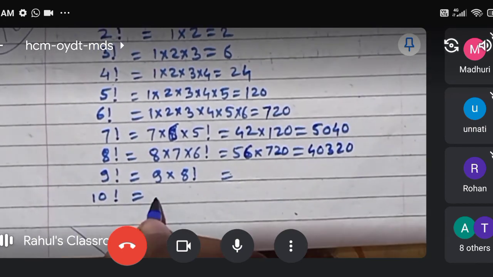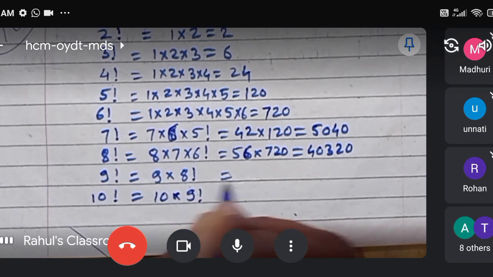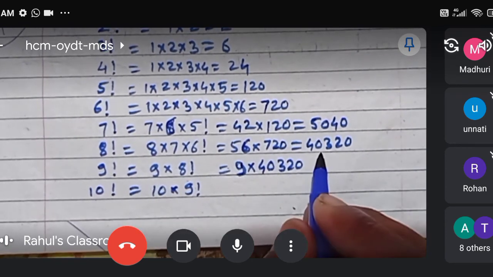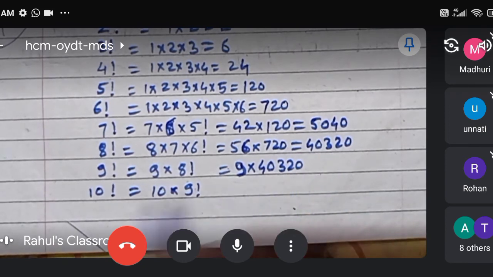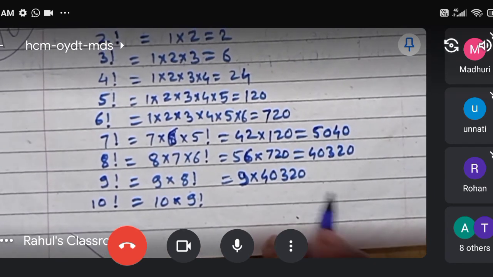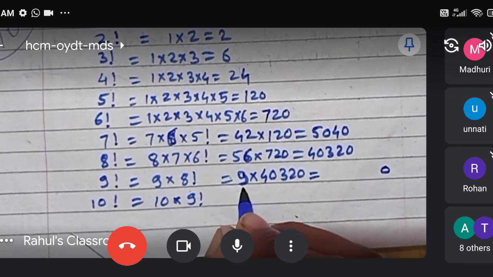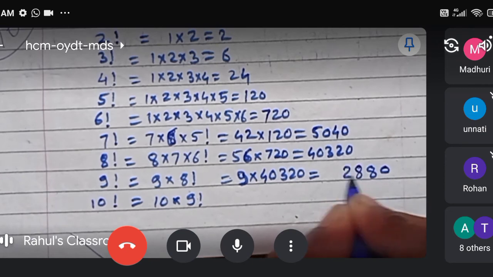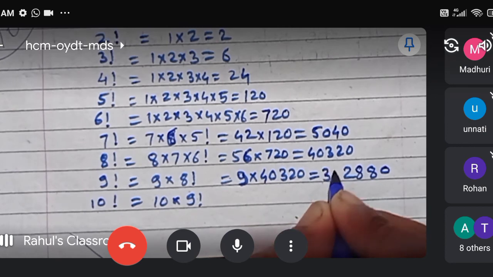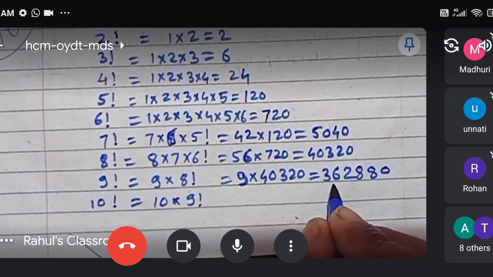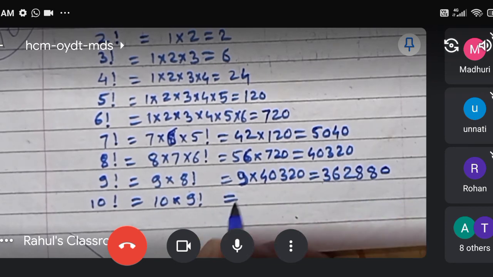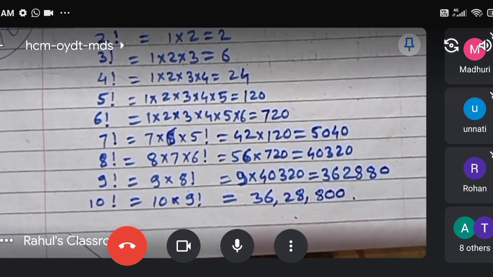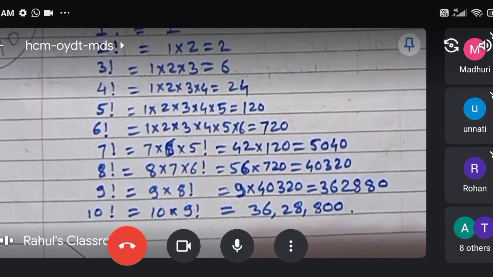Okay, then 9 factorial. 9 factorial is equal to 9 into 8 factorial. 8 factorial means 40,320. Multiply 40,320 by 9. 9 0s are 0. 9 2s are 18, carry 1. 9 3s are 27, 27 plus 1 is 28, carry 2. 0 plus 2 is 2, 9 4s are 36, means 3,62,880. And the value of 10 factorial is 36,28,800. Only one zero is increased.